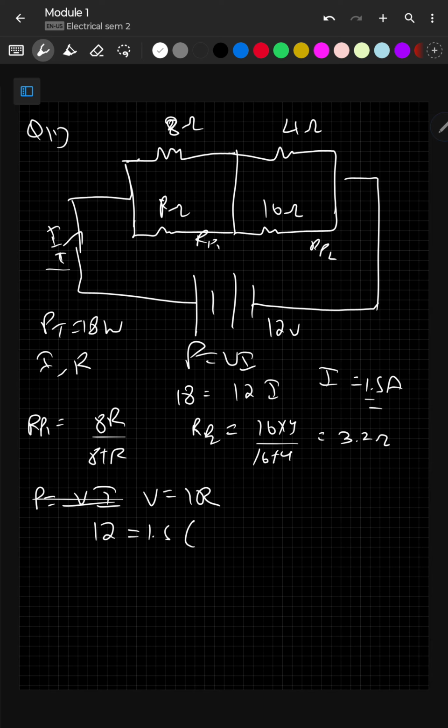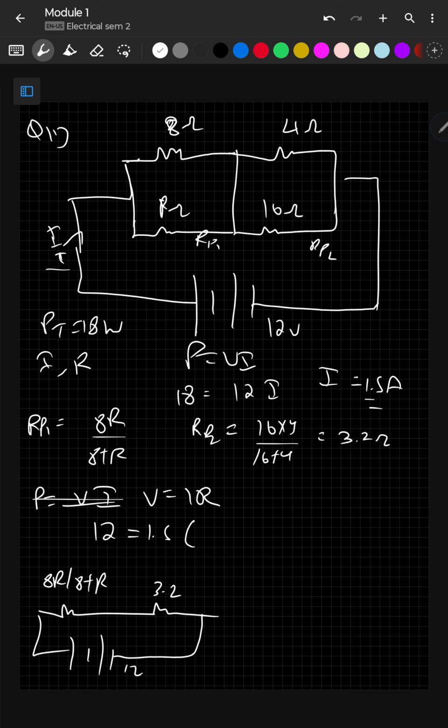Do you want me to redraw it? I'll just redraw it and then I'll erase it. Okay, 8R by 8 plus R, and this is going to be 3.2. This is going to be 12. So you know it is in series. So this is going to be 8R by 8 plus R plus 3.2. So I'll take 12 divided by 1.5. That's going to be 8 equals... minus now, only 8 minus 3.2, 4.8. I'll just minus now and get the final answer.